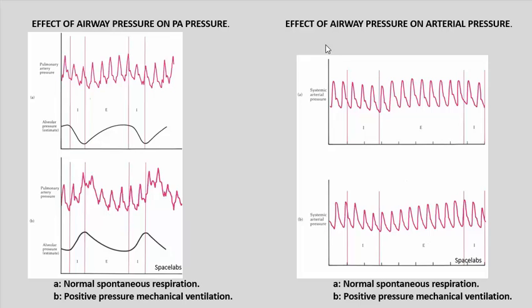This shows the effect of airway pressure on the systemic circulation, nowhere near as dramatic, but you can still work out inhalation and exhalation. And the effect of positive pressure on mechanical ventilation, notice, is not shared by the systemic circulation, only the pulmonary circuit. Here there is no divergence. They tend to go up with exhalation as they should. Not as dramatic a change.